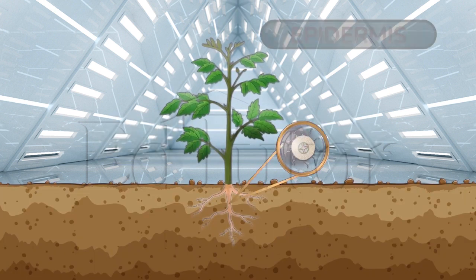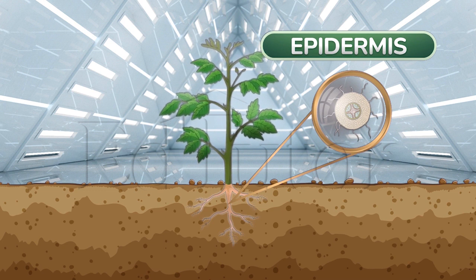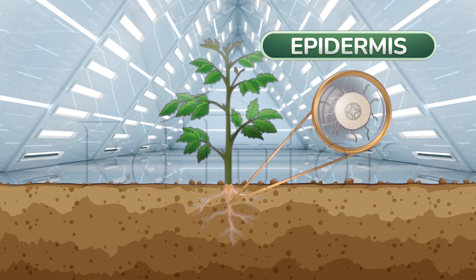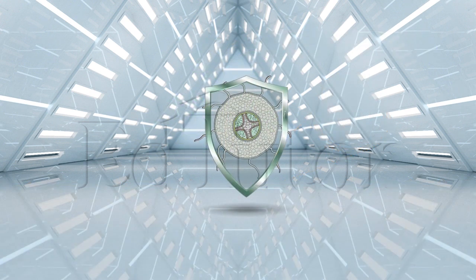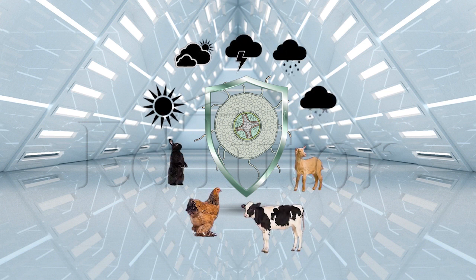Now, the epidermis is the outermost single layer of cells, and being on the outside, it's directly in contact with the environment. So, this means it needs to be very well adapted to be able to face all sorts of environmental stresses. It needs to act as a barrier between the environment and the internal, more delicate plant tissues.